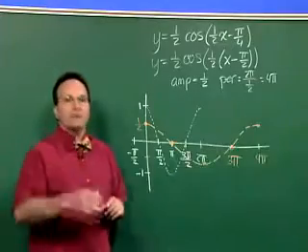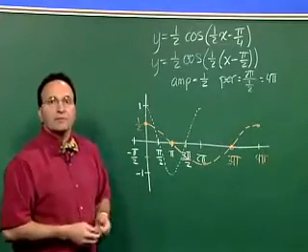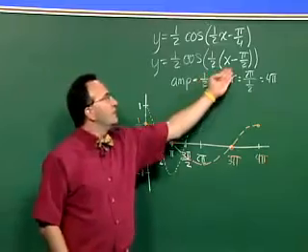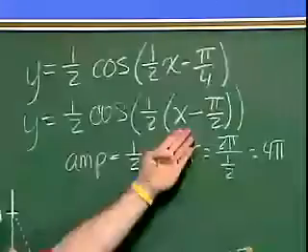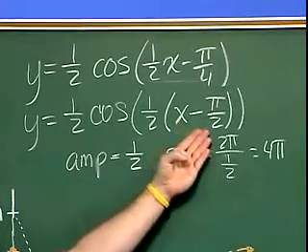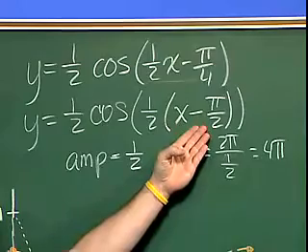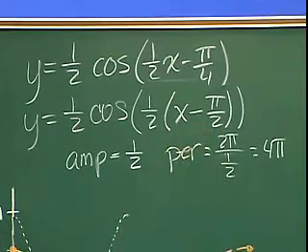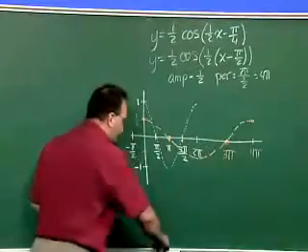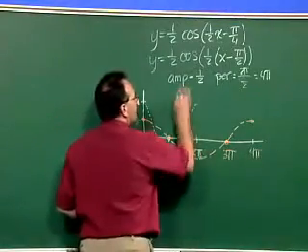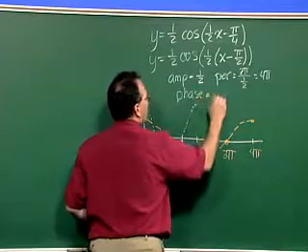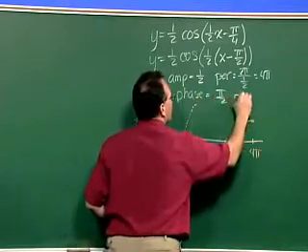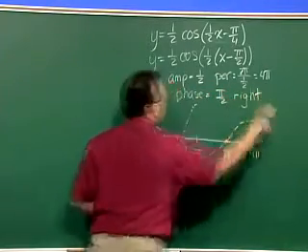Well, what about the phase shift? The phase shift, if we look back up at the manipulated equation, x minus pi over 2, tells me that my phase shift is pi over 2 to the right. Pi over 2 to the right. So let me write that down. Phase equals pi over 2 to the right.